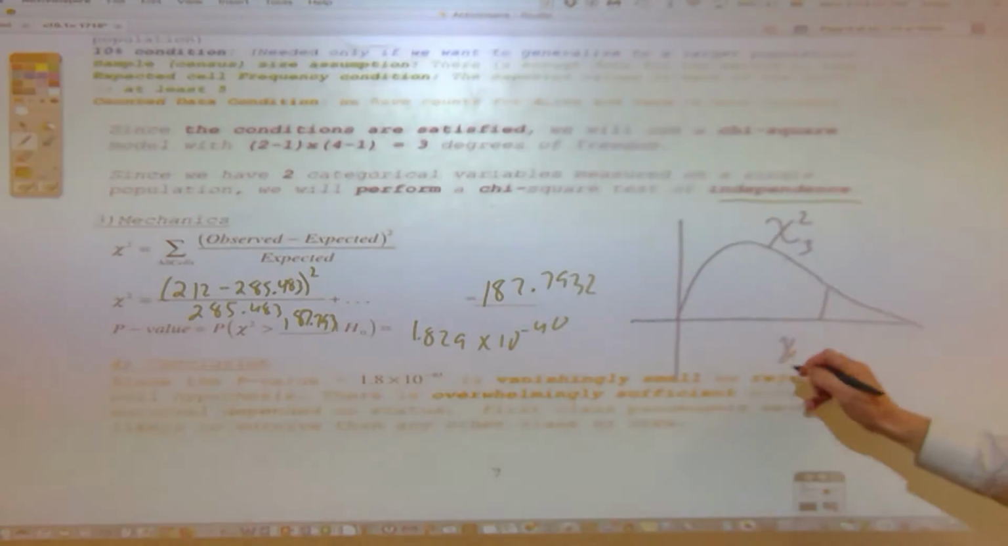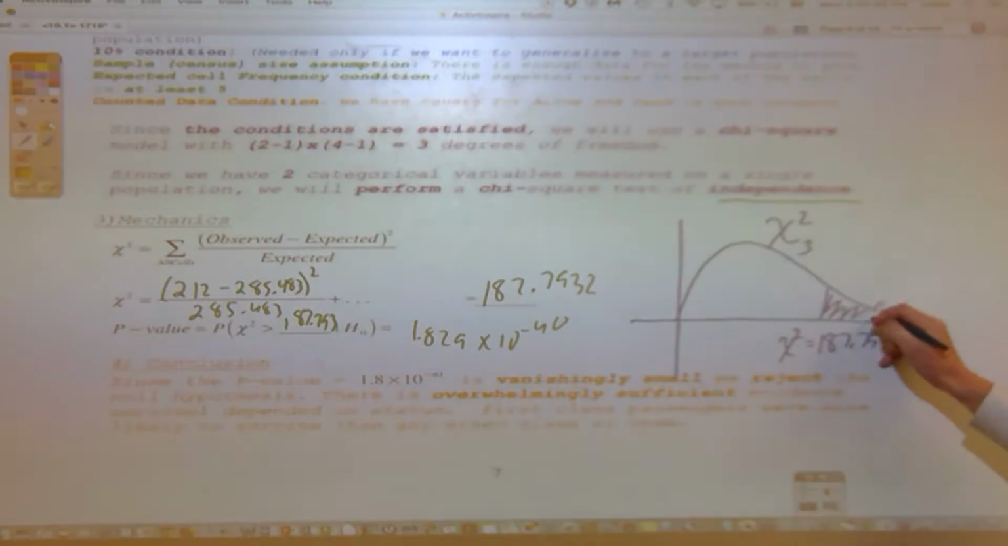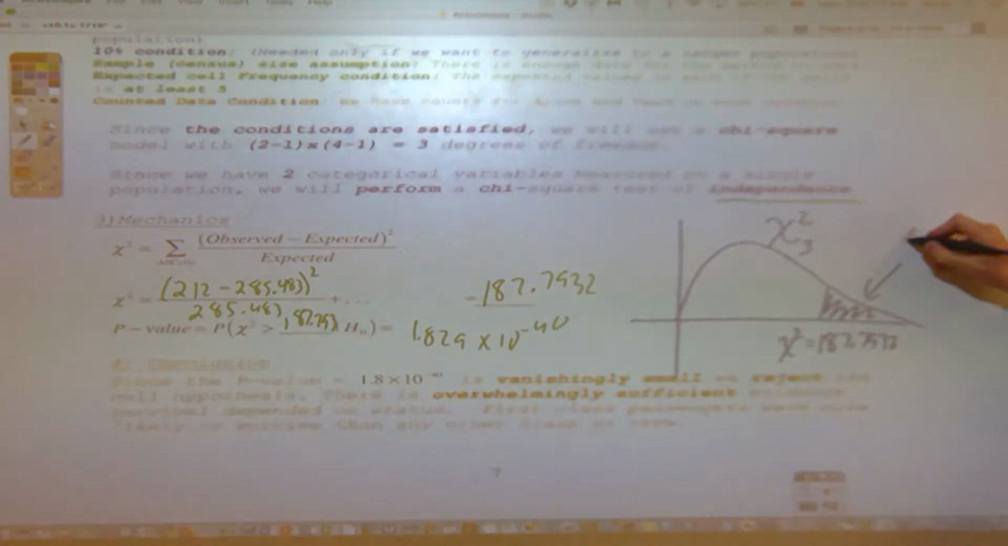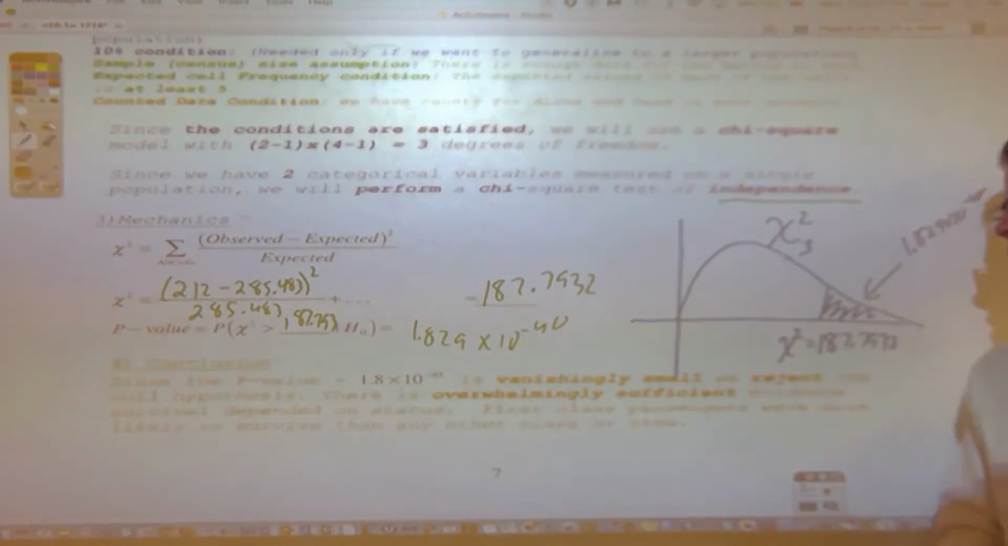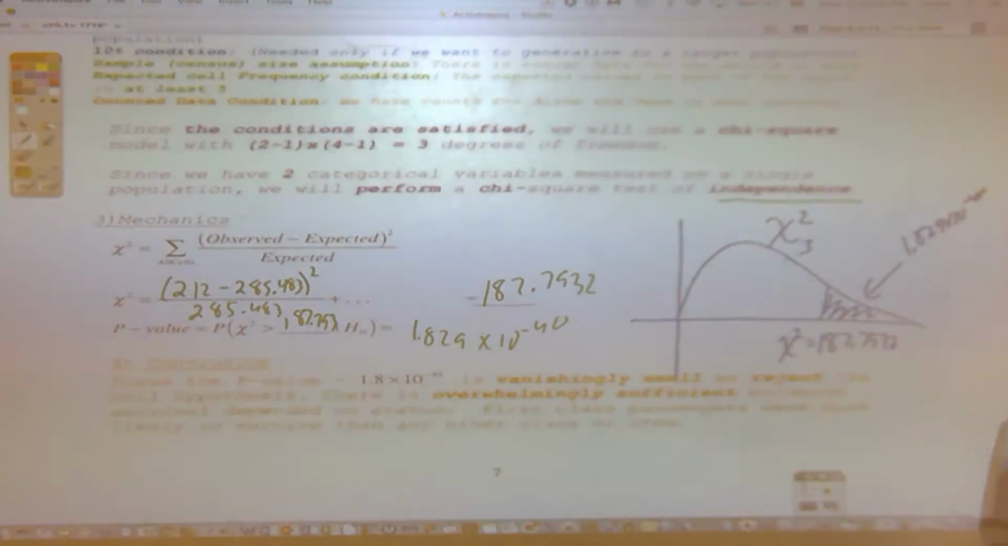And the chi-square test statistic took on a value of 187.7932, shade to the right. Notice there's no observed value. We go straight to the test statistic. There are actually 8 observed values, but only 1 test statistic. And the p-value was 1.829 times 10 to the negative 40th. So the probability that we observe a test statistic as extreme as 187.7932, or more extreme than that due to chance, is very low, 1.8 times 10 to the negative 40th.